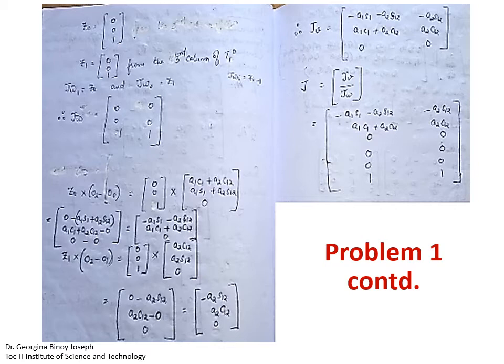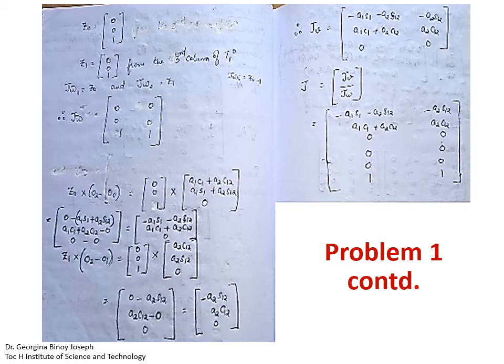So, let us look at JV1. JV1 is Z0 cross O2 minus O0. So, what is that? 0, 0, 1 cross O2 minus O0. O0 is very simple. It is 0, 0, 0. So, we just have to take O2. This was the last thing that we had derived in the previous slide. So, we just take O2 and do the cross product. I hope all of you know how to take the cross product.